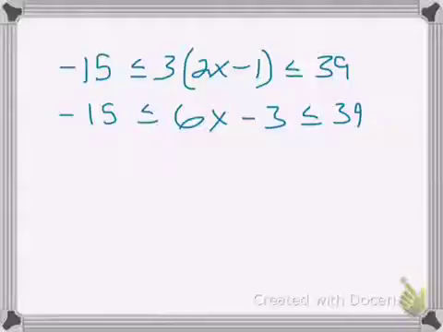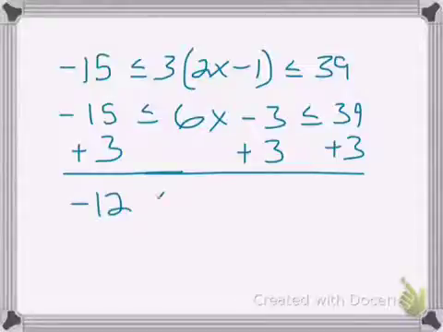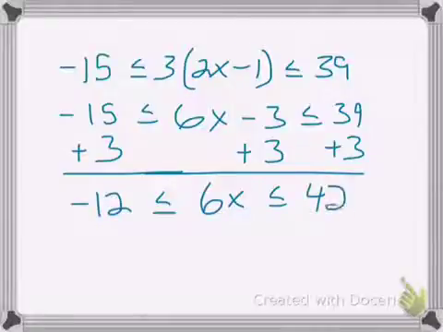Now, Gray said correctly we will add 3 not to both sides, but to all 3 sides of this inequality. That will give us -12 less than or equal to 6x less than or equal to 42. I didn't know it was -15. What did you write? Just positive 15? Yeah. It's going to change it up a bit. Then we'll divide by 6.